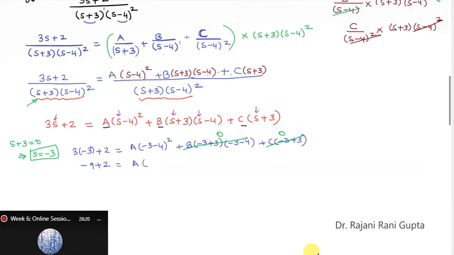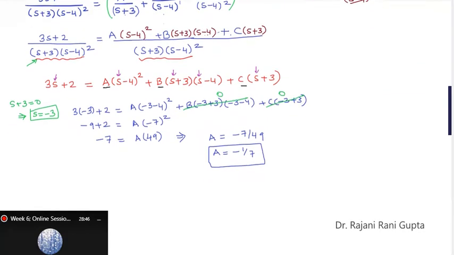So what we are left with is minus 9 plus 2, which equals A times (minus 7) power 2. Minus 9 plus 2 gives you minus 7, and (minus 7) power 2 gives you 49, which gives the value of A as minus 7 over 49. It is possible to cancel, so we get A as minus 1 over 7.